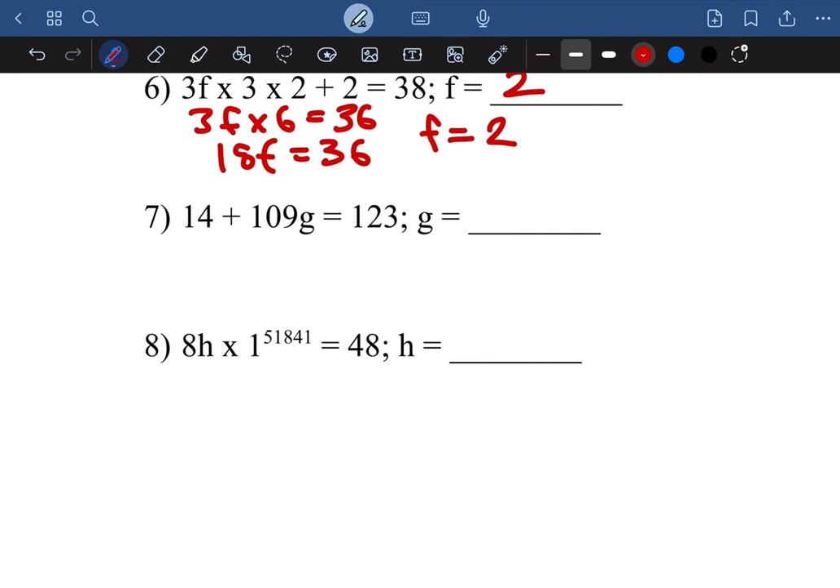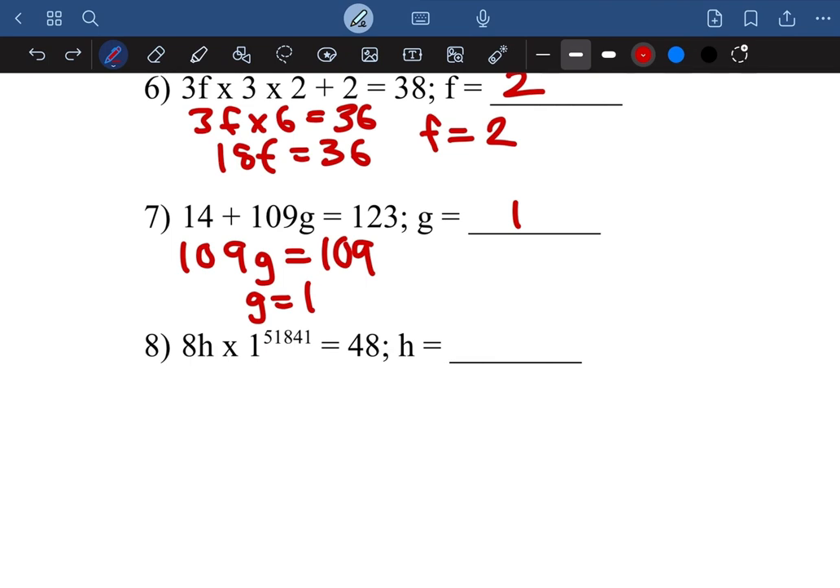Number 7, so again we subtract 14 from both sides to get 109. G is equal to 109. We divide both sides by 109 to get g is equal to 1.